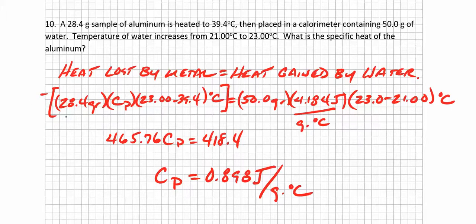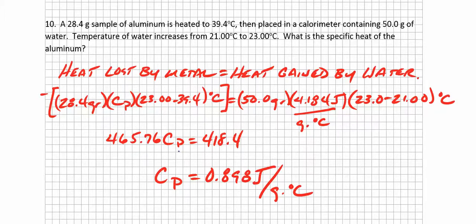So we have negative 28.4 grams times the specific heat of the metal times 23.00 minus 39.4. That's equal to the heat gained by 50 grams of water, times its specific heat, 4.184 joules per gram per degree Celsius, times the change in temperature. The final temperature, 23.00 degrees. Actually, this should have been 23.00 minus 21.00. I don't think that other zero will make a difference. And that's degrees Celsius.